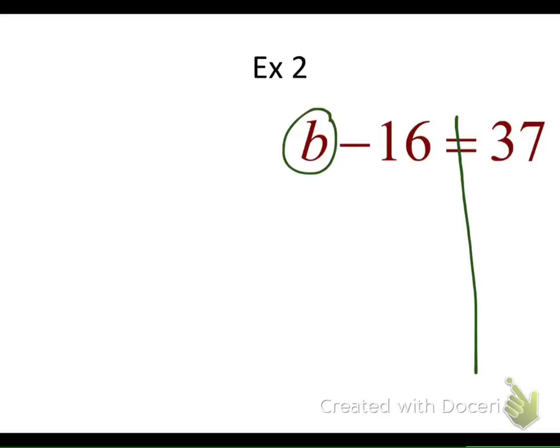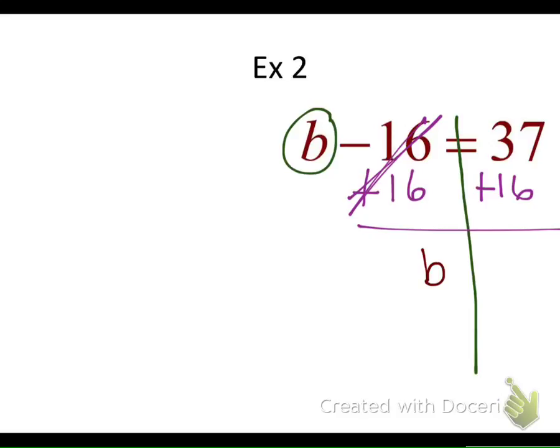So a plus 16. To get rid of the negative 16, we're going to add 16. Golden rule: whatever I do to one side, I must do to the other. If you notice, I'm not just putting 16, I'm showing that I'm adding 16. I cross it out on the left, I come down. What do I have left on my left side by itself now? The B.